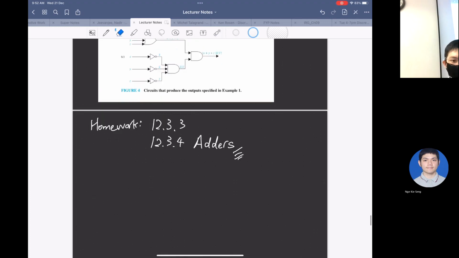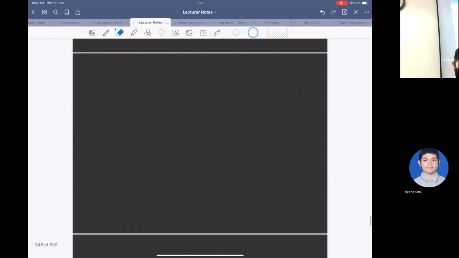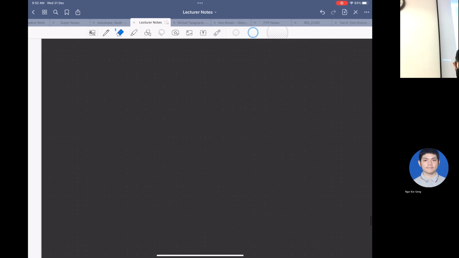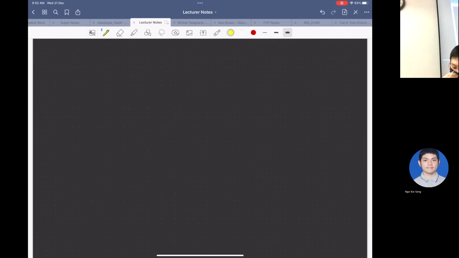Okay, before we go into minimization of gates, we should introduce a few more terminologies. First, we will call it a literal. This one will be very important, later we'll keep using it to describe the algorithm.